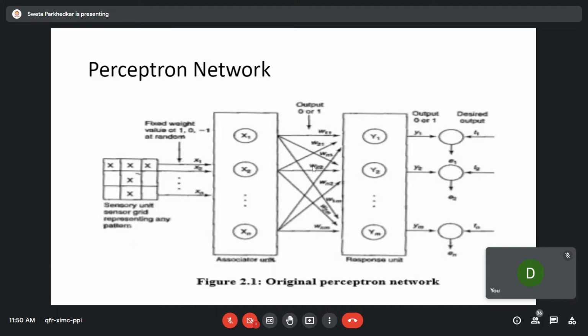Then this is the perceptron network. You can see this is the sensory unit. The first part is the sensory unit. It has a sensor grid around 400 units of sensor grids are present, which can be represented in a two-dimensional space. So the two-dimensional space consists of 400 sensory units or sensor grid.